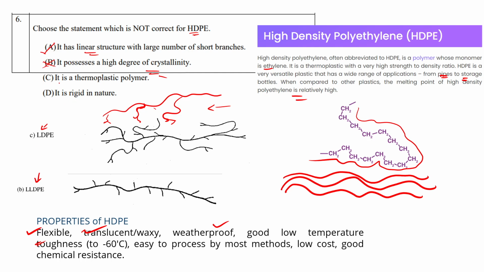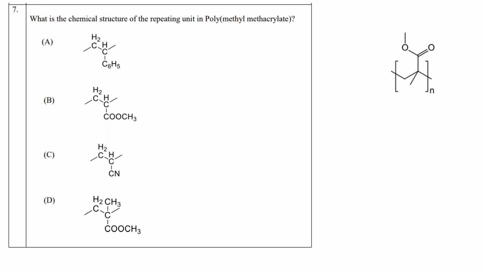So you can remove this one. Now it is a thermoplastic polymer again. Correct statement. It is also HDP and rigid in nature again. Correct. So B, C, D, these particular statements are correct. And we are looking for which are not the properties for HDP, and option B is correct.